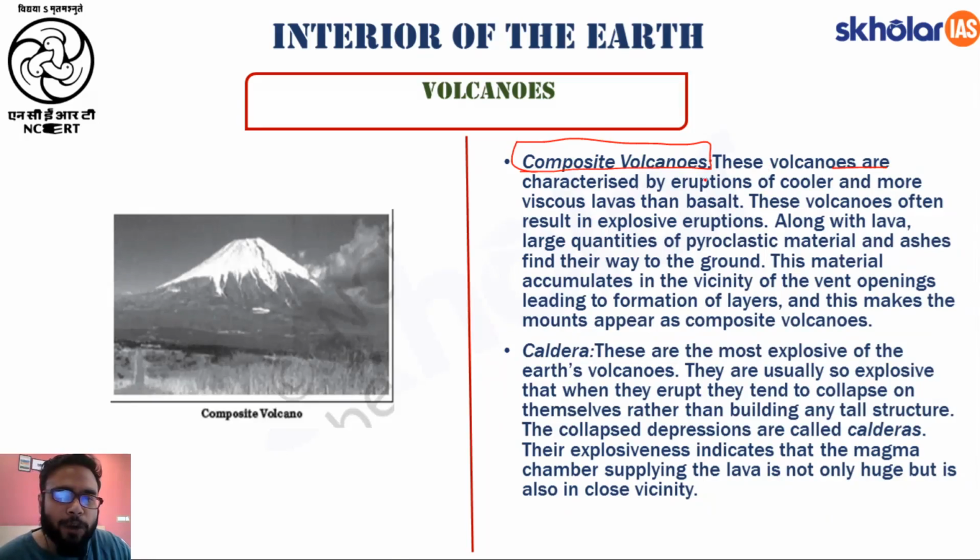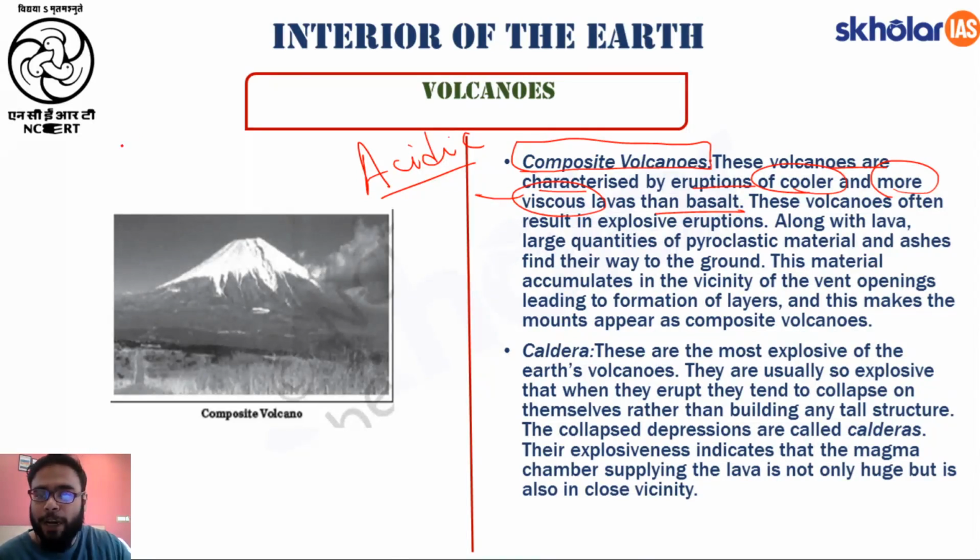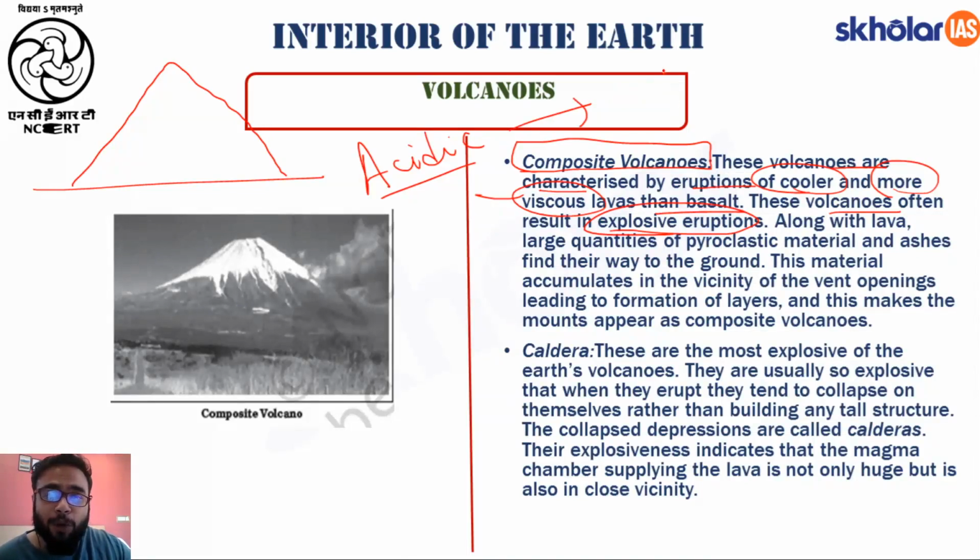Fine. Then the next type of volcano that we have is called your composite volcano. So these volcanoes are characterized by eruptions of cooler and more viscous lava than basalt, which we call your acidic lava. Understood? So acidic lava, as we all know, is cooler and also has a high amount of viscosity. So what kind of structure will we see? By common sense, we can say we will see a steep sided volcano, right? So these volcanoes often result in explosive eruptions. So which is much more explosive? Always remember, acidic lava is much more explosive compared to your basaltic lava, but temperature is more for basalt and not acidic lava.